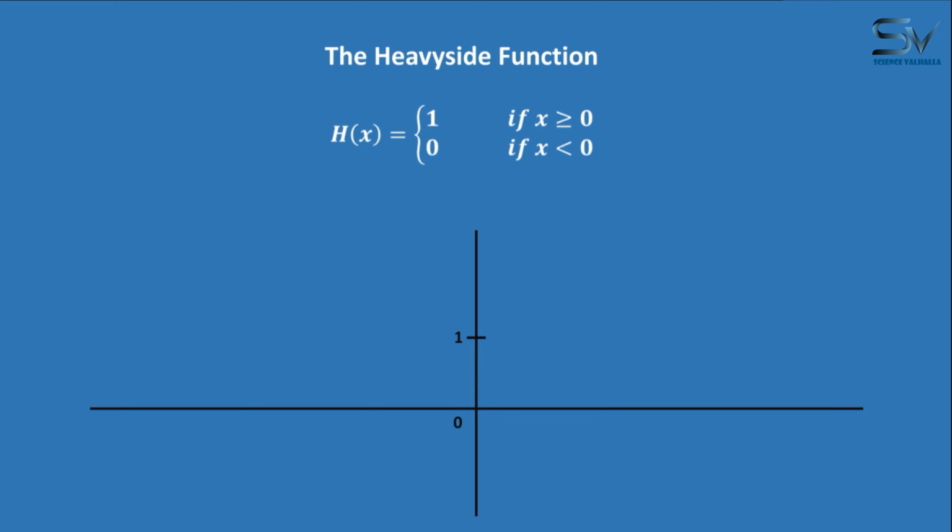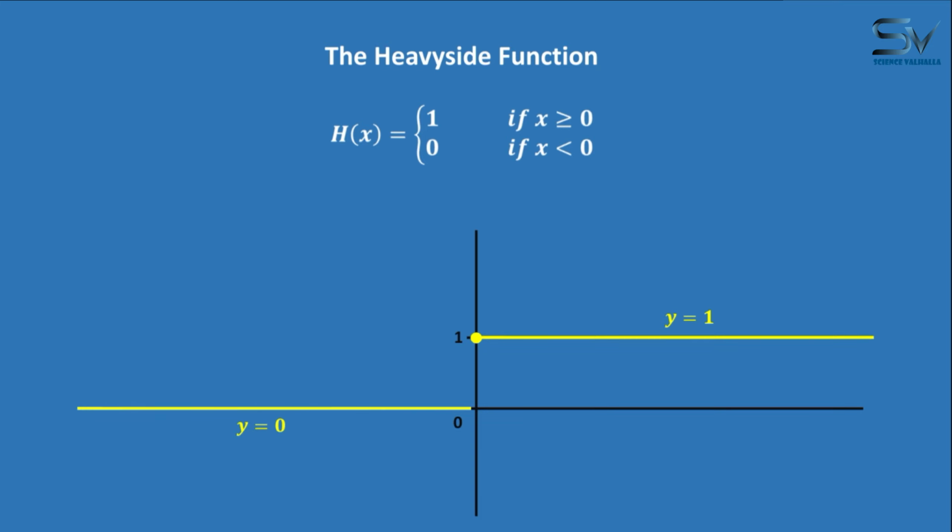Take the first formula, its output will always be 1, when x is equal to 0 or greater than that. Because it also has 0 in its domain, the point (0, 1) will be included in it, right? Now we will take the second formula, its output will always be 0 when x is less than 0. So the point (0, 0) is excluded.